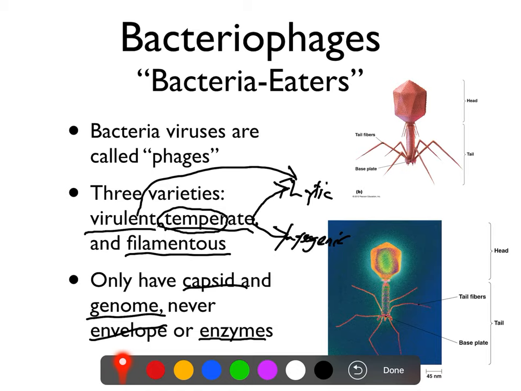In movies or stuff, I often see viruses in humans depicted as looking like this. If you watch Osmosis Jones or something like that, you'll see viruses come in and they look like this. This is a bacteria virus. This will never be found inside of a human. This is not a type of virus that infects humans. No virus that infects human cells will look anything even remotely like this.